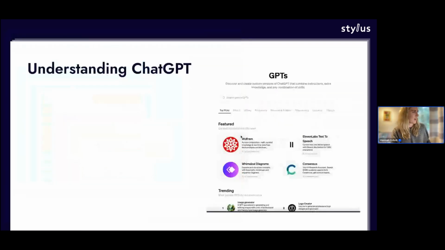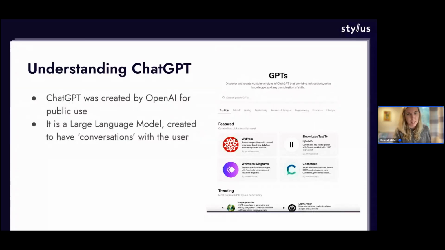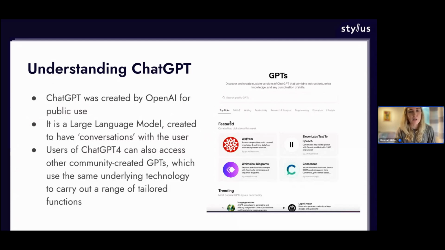So let's then have a think about ChatGPT itself, because this is the one that is most often referenced when we're talking about AI. So it was created by a company called OpenAI for public use. And its intention is, as we said, to have conversations with the user. But you can also then access community created GPTs. So something really cool about this one, and why it's particularly well suited to teachers, is that you can use that same technology that underpins it to go and then create your own version of the GPT that does something very specific that you need it to do.